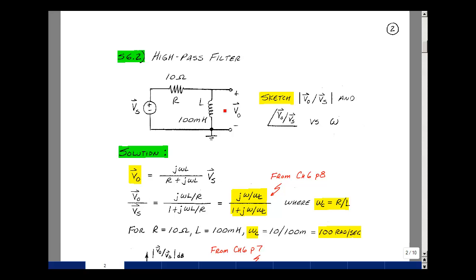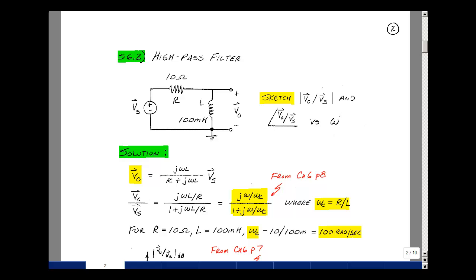Well, we have a voltage divider. The output voltage is j omega L divided by R plus j omega L times the input V sub S. Let's divide numerator and denominator by R. That'll make this a 1. Then we'll have j omega L divided by R. And in the numerator we'll have j omega L divided by R.